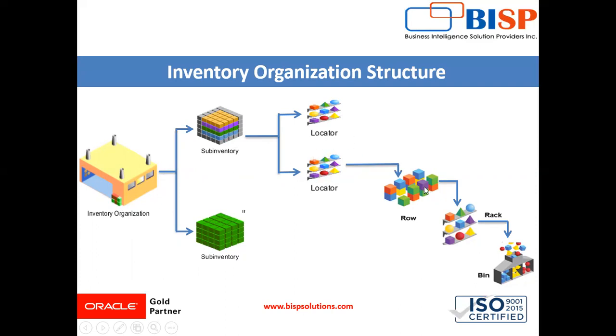Under the locators, we can define the rows, under which row we place the items. Under the row, we define the rack, and under the rack, we define the bins. So under the bins, we can identify exactly where the items are located in this inventory. Suppose we have an item in bin B1, rack RK1, row 1, locator 2, sub-inventory 2. So this is the path in the inventory organization. Now move to the next slide.